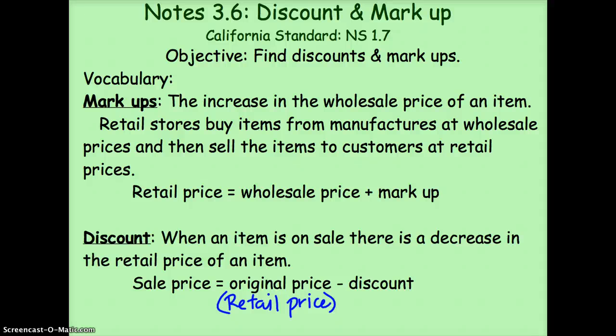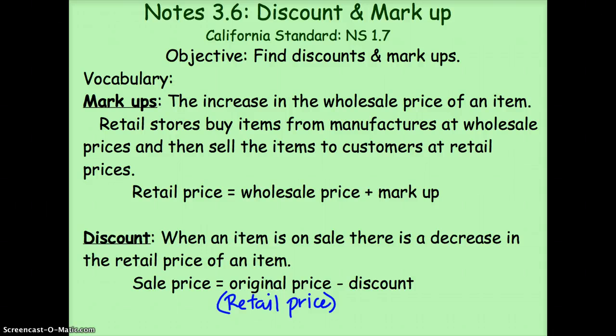First off, markup is the increase in wholesale price of an item. Retail stores buy items from manufacturers at wholesale prices and then sell the items to the customers at retail prices. You can think of it as when a store buys an item for a wholesale price, they have to make money, because they've got rent to pay, they've got employees to pay, they have to keep the lights on, all of that. So that's their markup. So when you add the two together, you end up with the retail price.